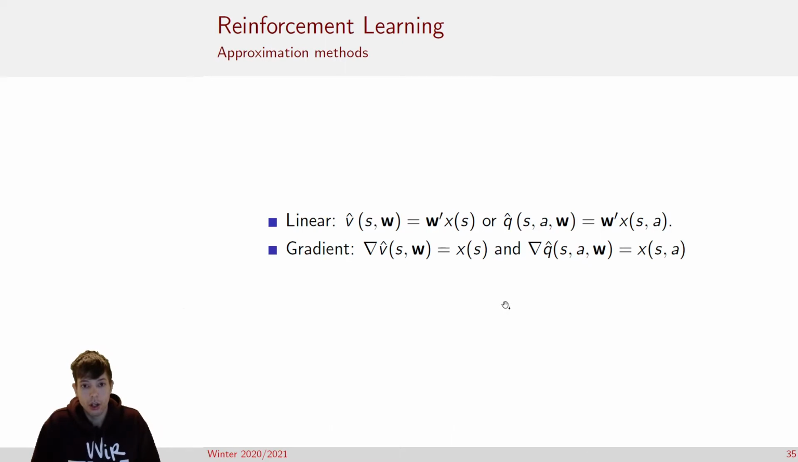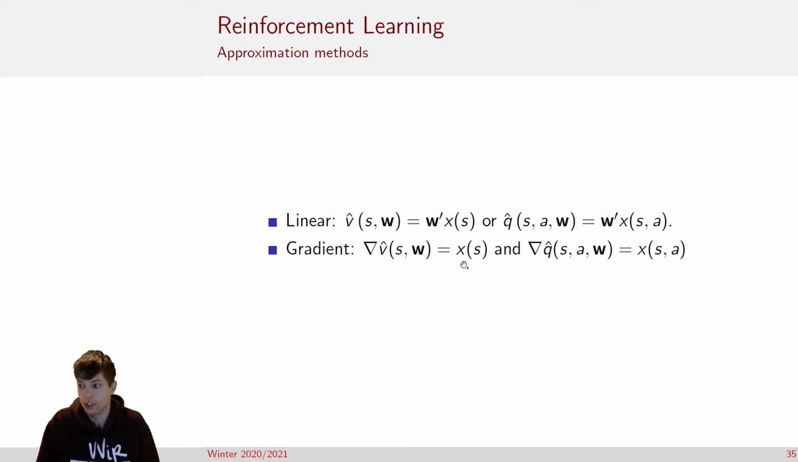Then we come over to the very first approximation method, that is just the linear approximation, where you just compute the weight vector transposed times the features that we create from the states. This is a very simple approximation because it is linear in the features, and then the gradient with respect to the weights is just the features.